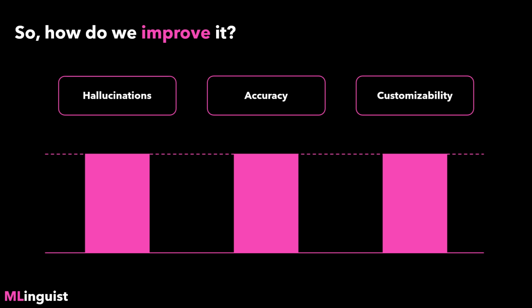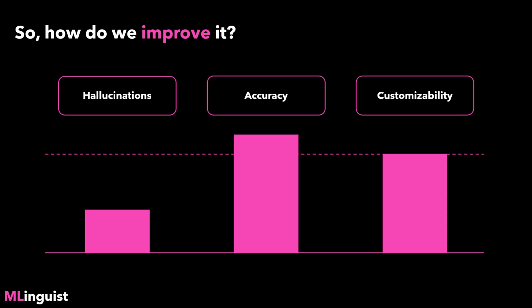This poses the question, how can we make generative models more reliable by reducing their chances of hallucinations, improving the accuracy of their responses, and increasing their use cases through customizability? How do we augment it?